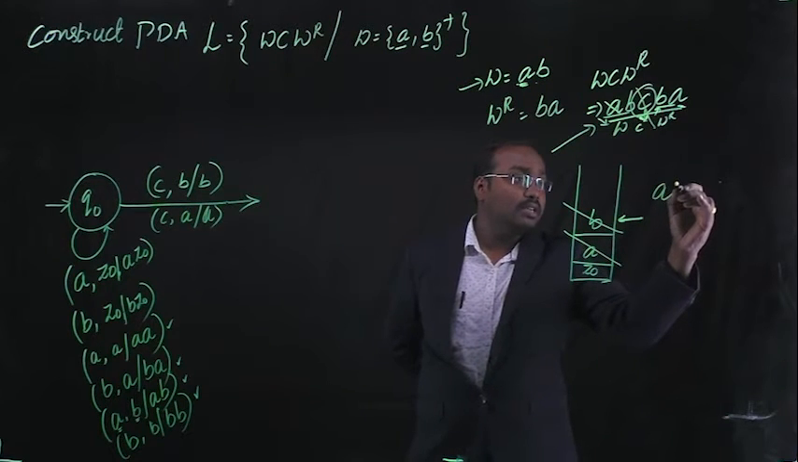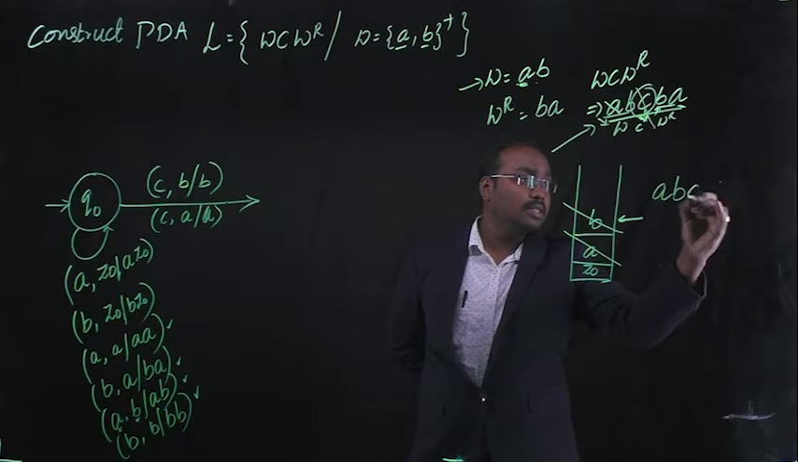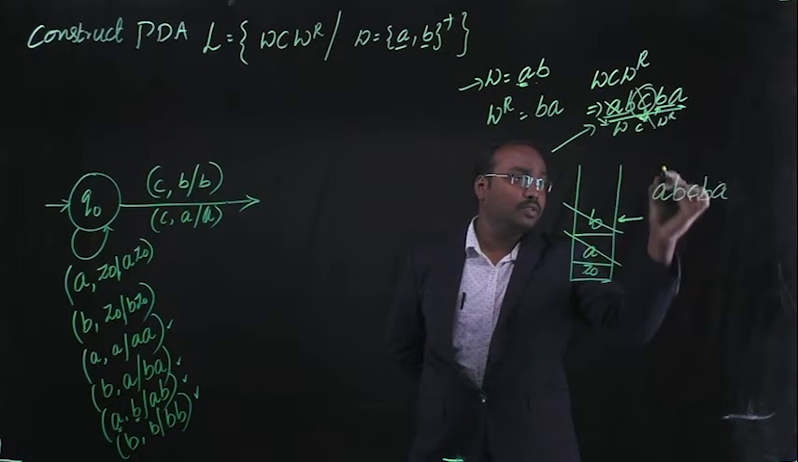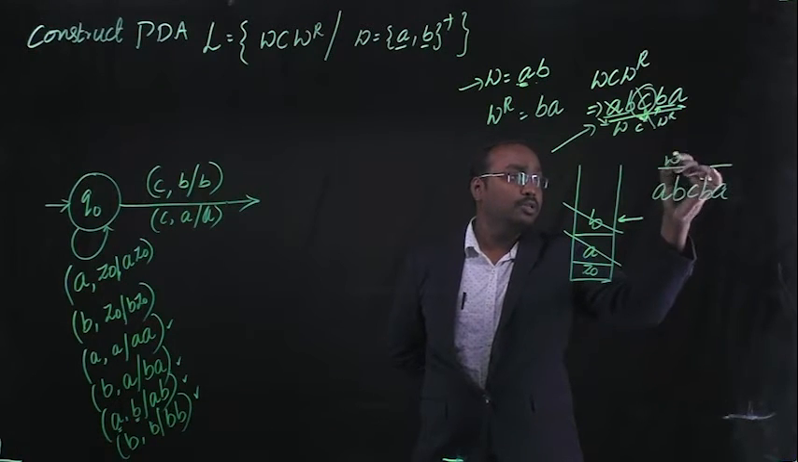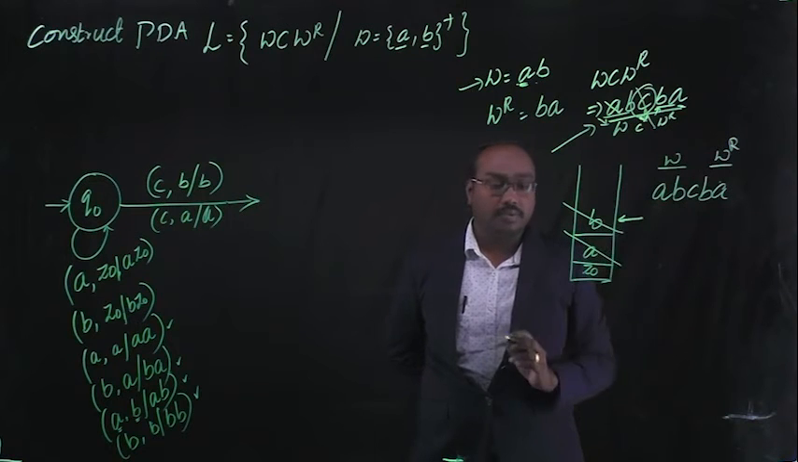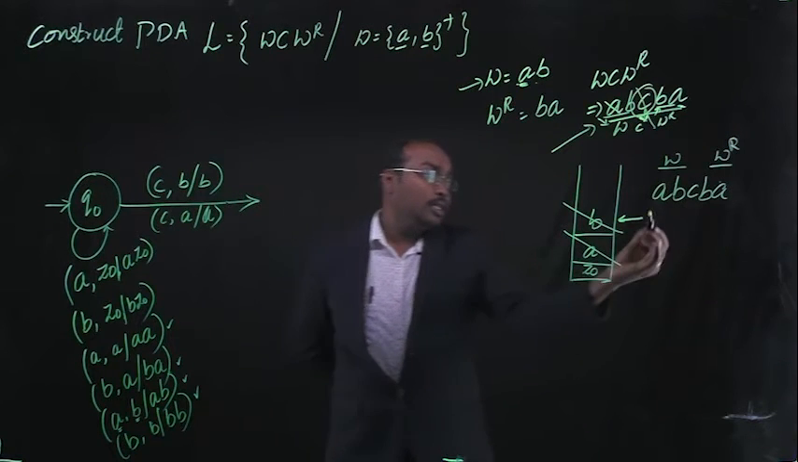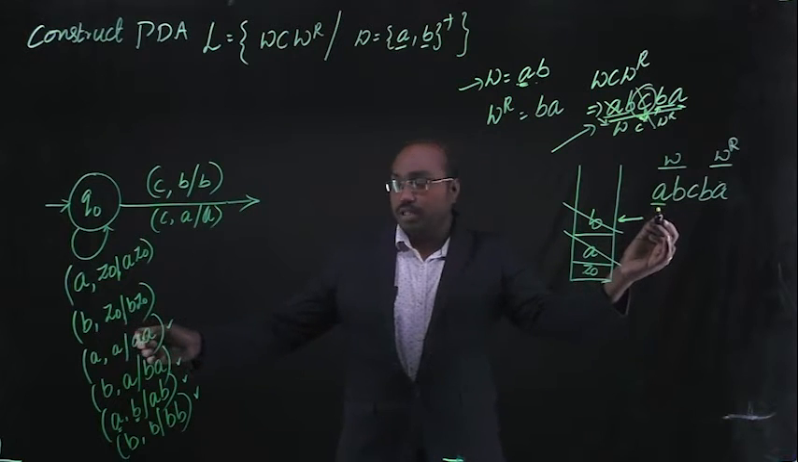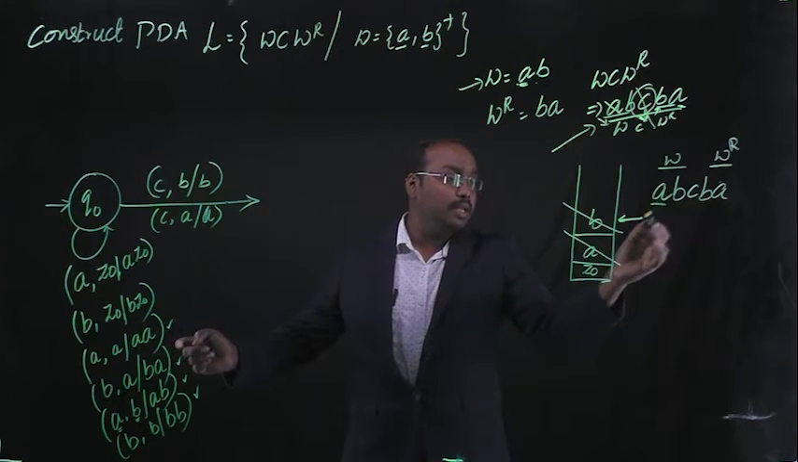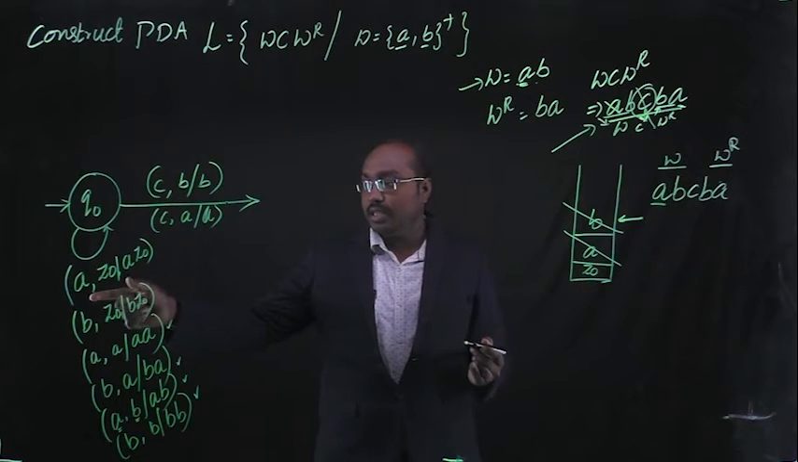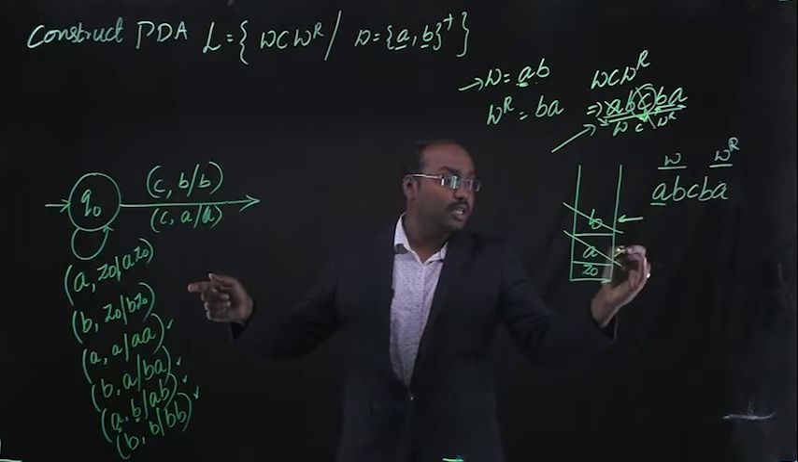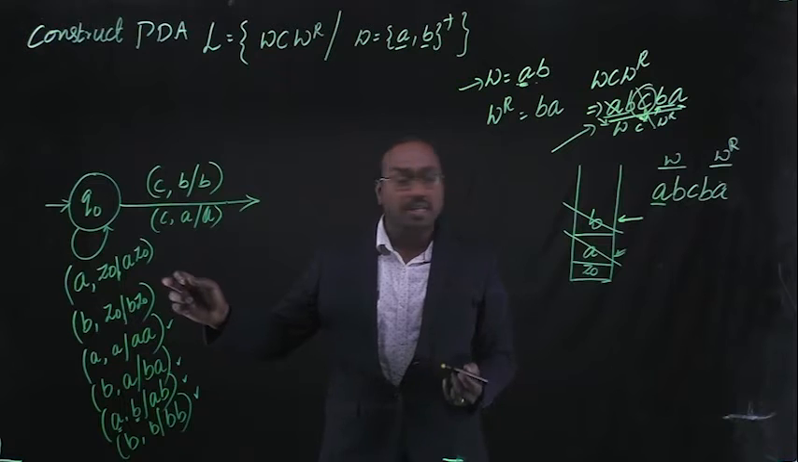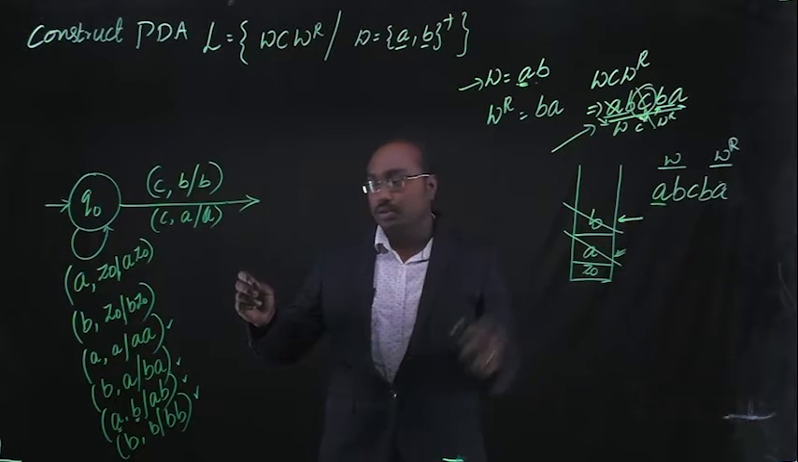For example, the given string is A, B, C, B, A. So this is W and W power R. Here in this step, A is the initial input symbol and top of the element is Z0. Then A Z0 means A is pushed onto the stack. Then if the input symbol is B, then move that element also into the stack.